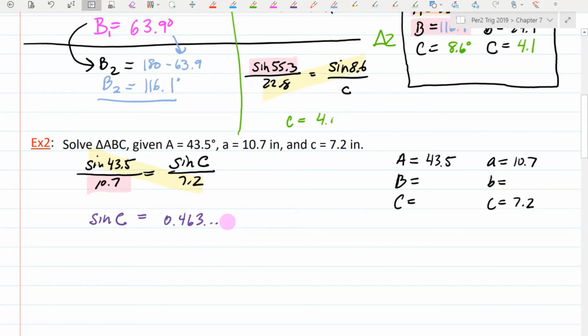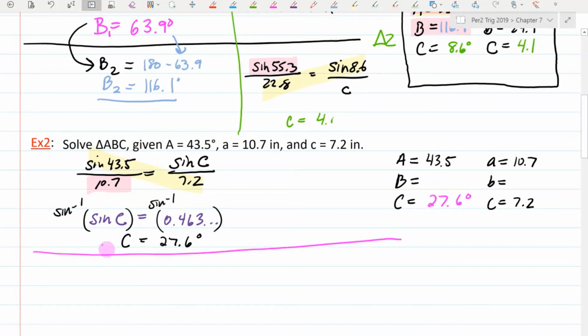0.463, etc. Yes, you need to write this step down. Okay, you must write this step down. Then you'll be doing inverse sine of both sides, and C will come out to be 27.6 degrees. That means that C2 will be 180 minus that for the second triangle, which will be 152.4 degrees.